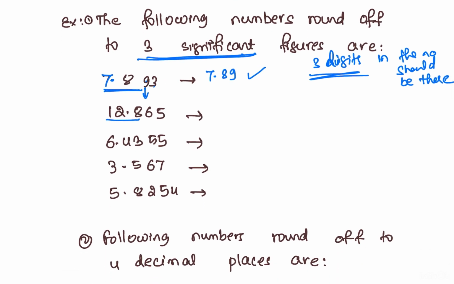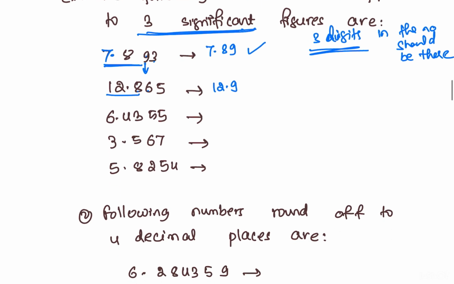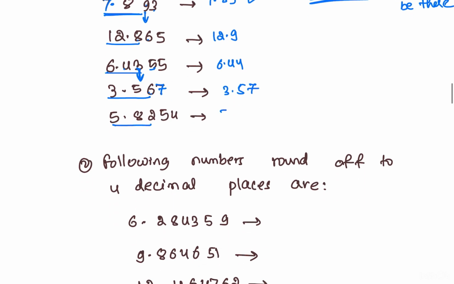Here also, 3 digits will be this. After 8 it is 6, which is more than 5. So add 1. It is 12.9. Now for this, 3 digits will be here. After the 3 digits, 1, 2, 3, it is 5. So it is equal to 5, and the third digit is 3. It is odd. Therefore increase it by 1. This is 6.44. Here also, 3.6, 7 is more than 5. Therefore we have to add 1 to 6. It is 3.57.